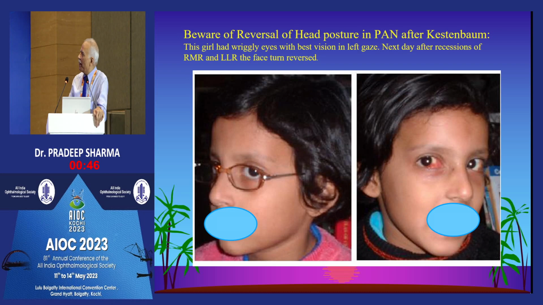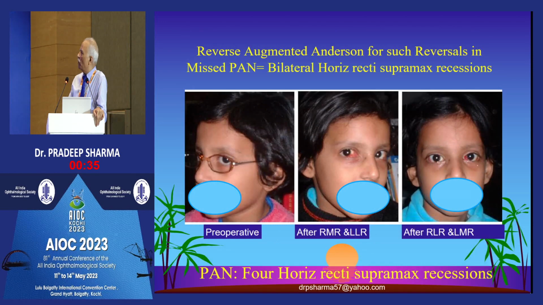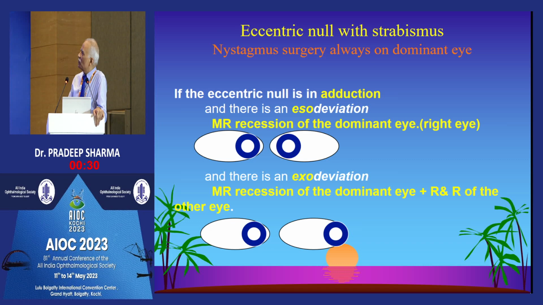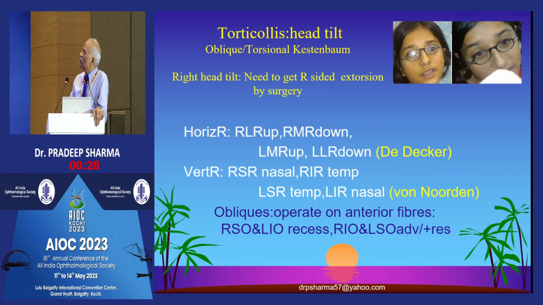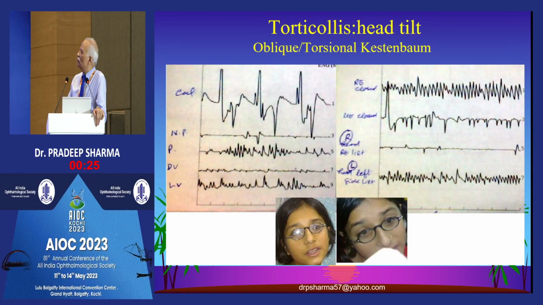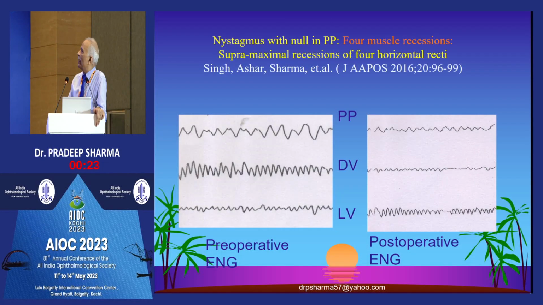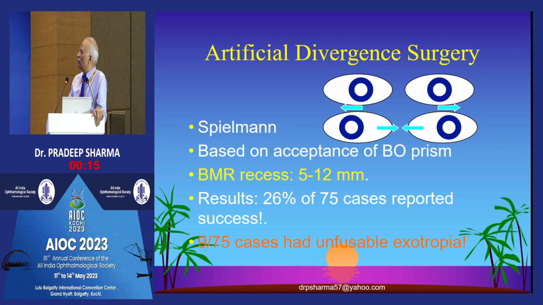If you have missed a PAN, you will usually have a face turn converted to the other side the other day, and you would have to do augmented Anderson's of the opposite two muscles. So that's another advantage of doing augmented Anderson's, that you would still have an option of correcting the PAN. If there is an associated squint, correct it, and that will help. Similarly, in the same principle, the chin up, down, or the torticollis are also corrected. And nystagmus surgery in the form of 4 muscle recessions have also been used, but they have a limited role of 3 months, and the nystagmus usually turns back. Even artificial divergence surgery has been tried by people, but I would say that they have a limited role.